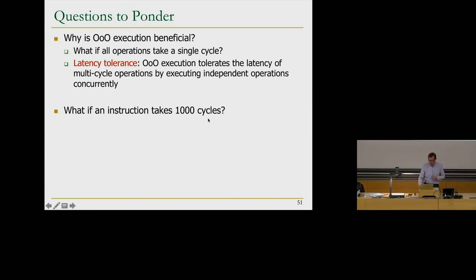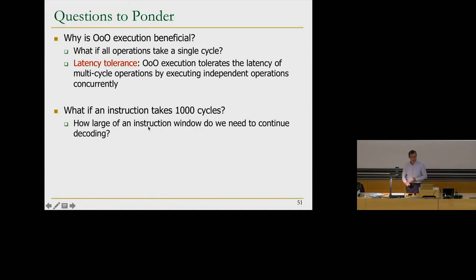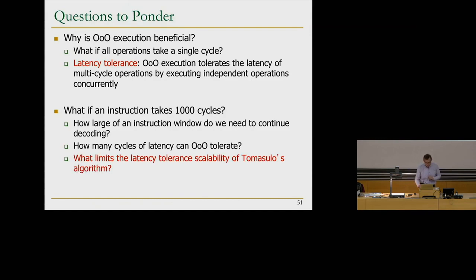So what if an instruction takes 1,000 cycles? I already said this actually. How large of an instruction window do we need to continue decoding? Basically, you need 1,000 entries in this case, assuming that it takes 1,000 cycles after it becomes the oldest instruction in the machine, right? Yeah, basically, you can tolerate as many cycles as you have buffering for. I have a lot of questions over here, which I'm not going to fully answer. But what limits the latency tolerance scalability of Tomasulo's algorithm? Basically, how big you can make this instruction window size.